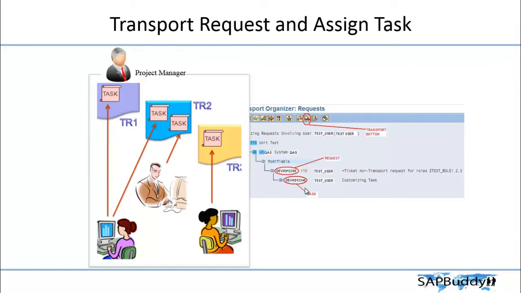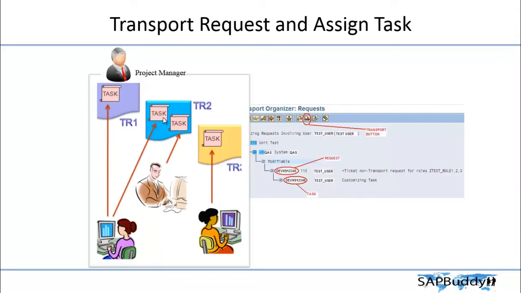Inside the request, you can have multiple tasks. These multiple tasks can be assigned to different people. So it is not necessary that you need to create a transport request for every individual or every change. You can collect different tasks, and they can be handled by different people. For example, if you see it here, TR1 has one task. This is similar to this one. This task is presently worked on by this person. They are doing some changes in this specific task.